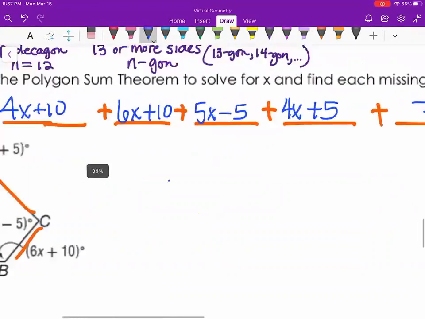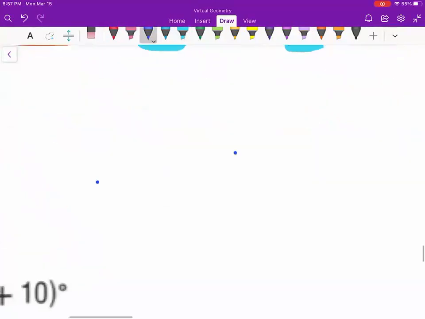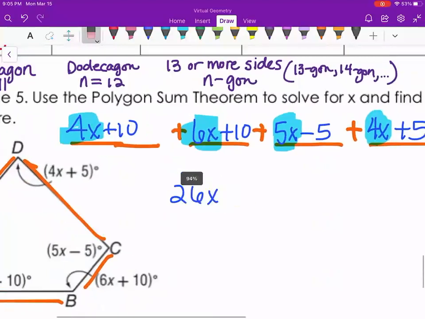So first things first, we need to combine all of these like terms. So let's start with your x's. We've got a 4x, 6x, 5x, another 4x, and 7x. So 4 and 6 make 10. 10 and 5 make 15. 15 and 4, 19. 19 and 7, 26 x's.